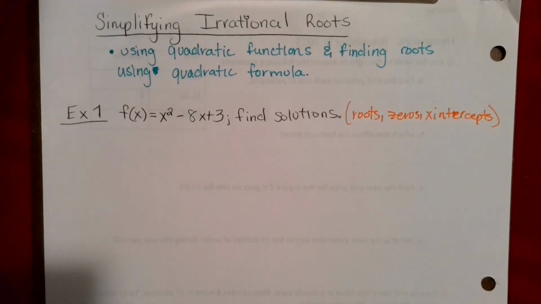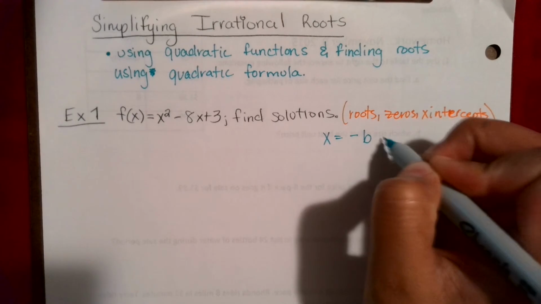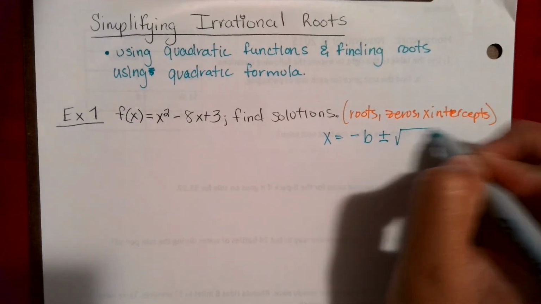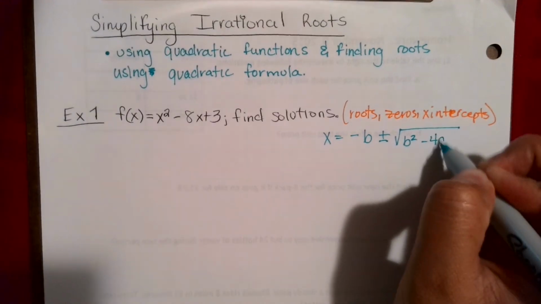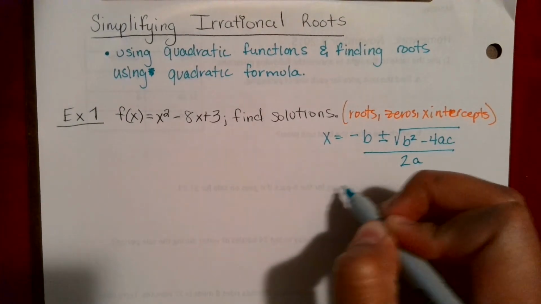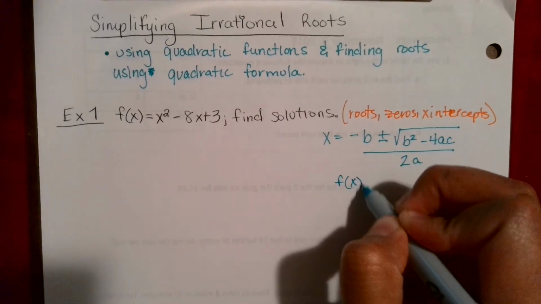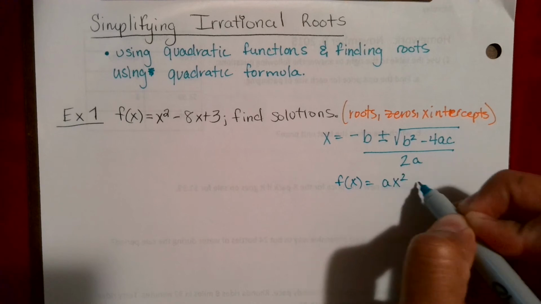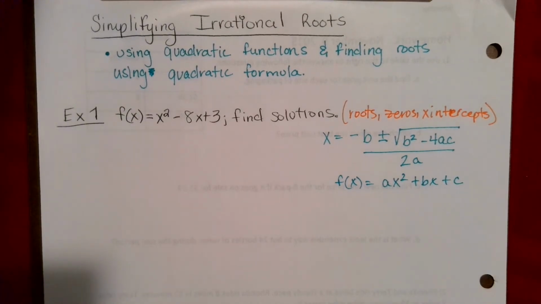So we're going to be using the quadratic formula, which looks like x equals the opposite of b plus or minus the square root of b squared minus 4 times a times c, all over 2a. And we're always referring to the function being in standard form, which is ax squared plus bx plus c. So let's remember that always.